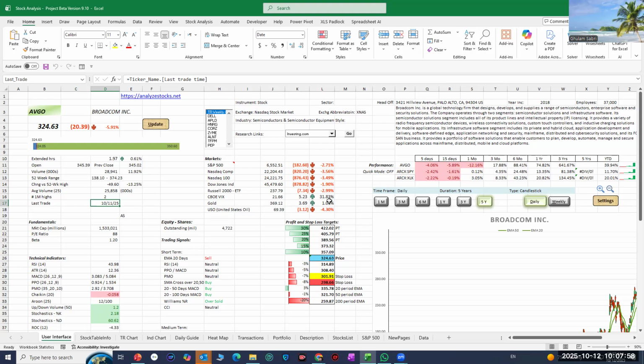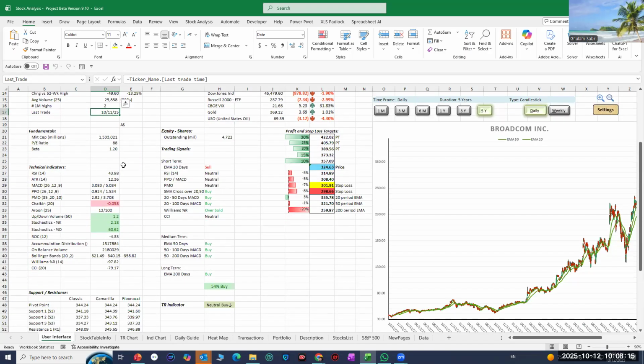VIX was up 31.8%, so above the 20 threshold. Gold was also up 1%. Oil was down 4.3%. So all these things were contributing towards the decline in the stock market on Friday.